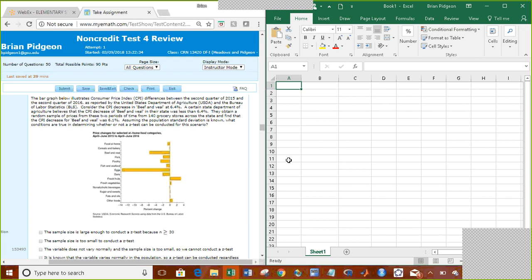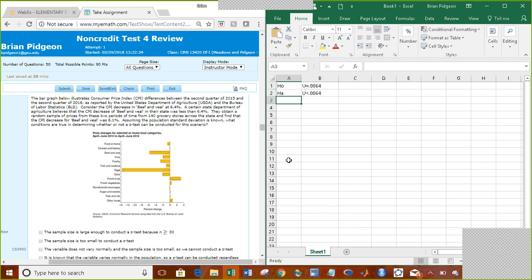The bar graph below illustrates consumer price index differences between the second quarter of 2015 and the second quarter of 2016. Consider the CPI decrease in beef and veal at 6.4. So that's going to be our null hypothesis, now we're dealing with means, so we use mu, the population mean, equals 0.0064. The alternative is that mu is less than 0.0064, a certain State Department believes that the CPI decrease of beef is less than 0.0064.